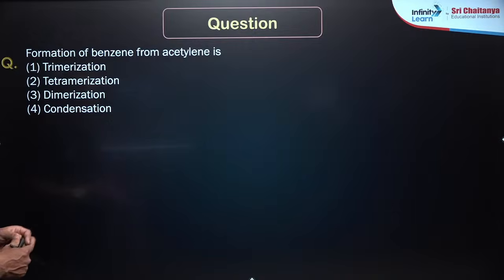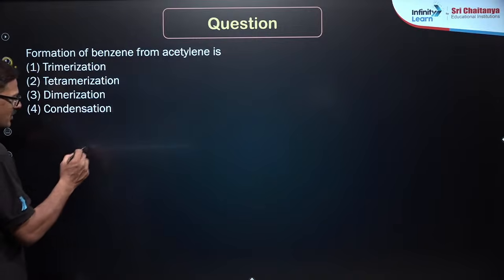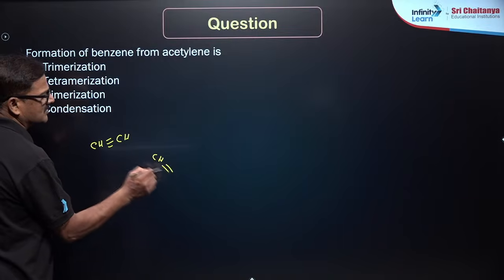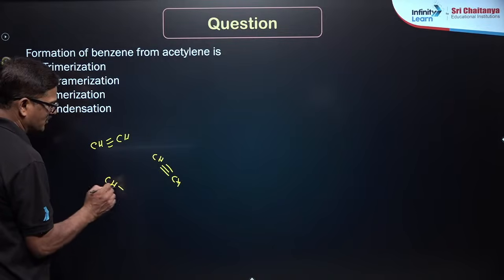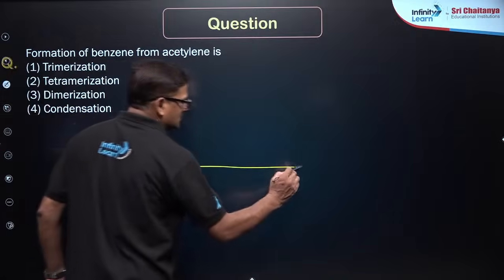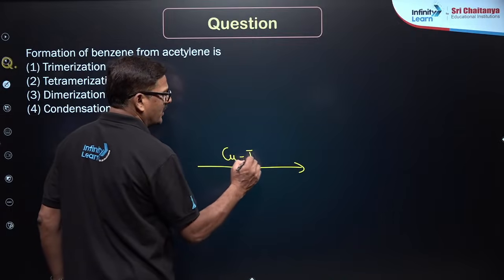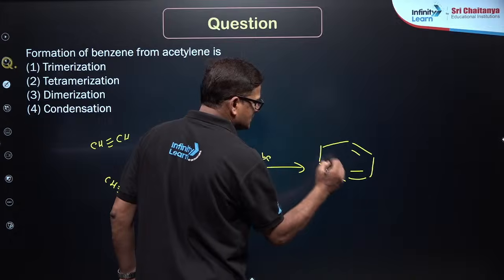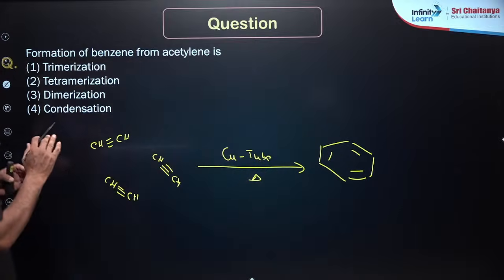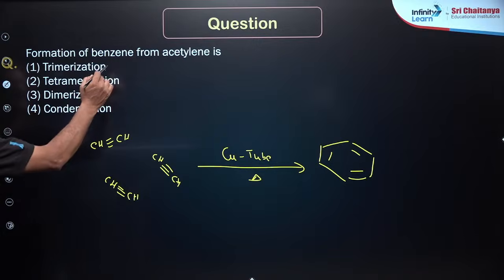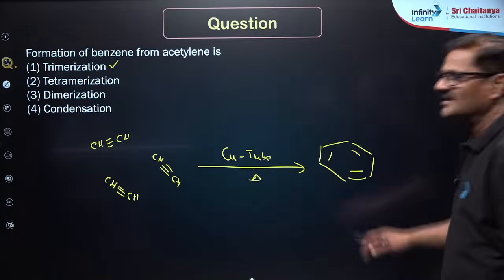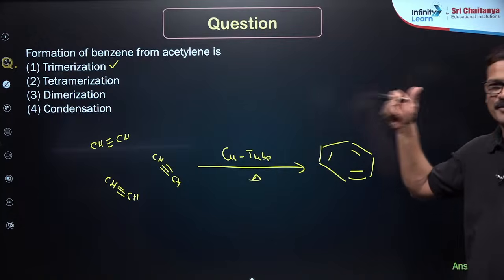But formation of benzene from acetylene: how do you form benzene from acetylene? You are going to see CH triple bond CH, CH triple bond CH, and CH triple bond CH. This is passed through a red hot copper tube. So you are going to see the formation of benzene like this. So it is cyclic trimerization. Fine. The answer for this question is going to be 1. Simple one. Hope you understand, bacho.